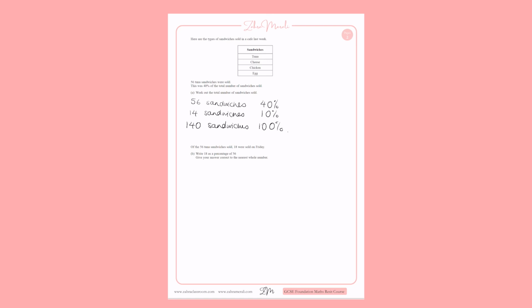It says of the 56 tuna sandwiches sold, 18 were sold on Friday. Write 18 as a percentage. Now remember, percentage is multiplying by 100. So you do 18 divided by 56 times by 100, and that gives you 32.1428, and so on. Now it wants it to the nearest whole number. So you're saying to yourself, is that closer to 32 or closer to 33? Well, it's closer to 32, so it's 32%.